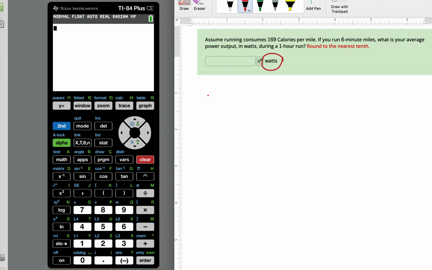So watts, that's the same as writing the units joules per second. So this is what we want to work towards, getting joules per second. We're going to start with the rate that they give us.